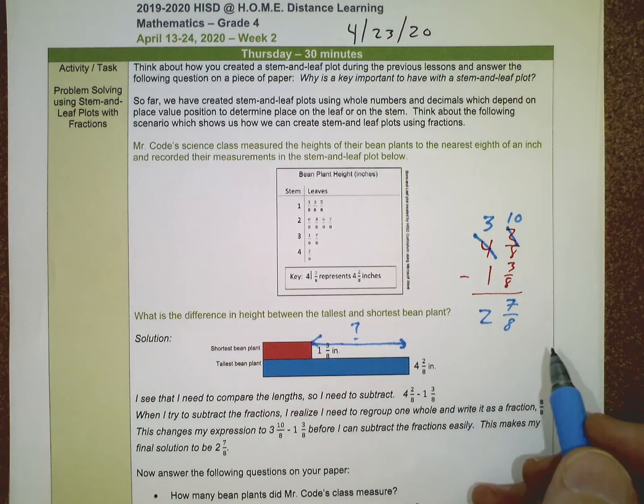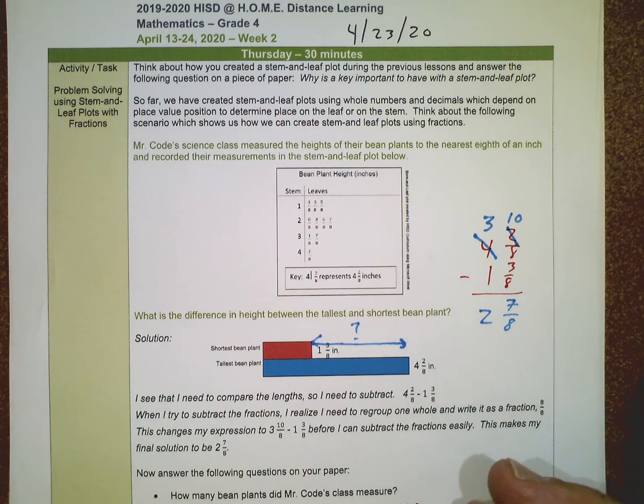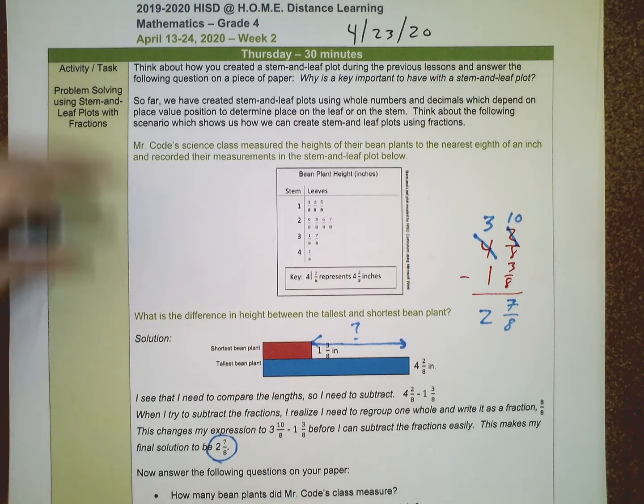So, 2 and 7/8 inches is the difference between the tallest plant and the shortest plant. And this is what they also calculated here. So we have the same answer.